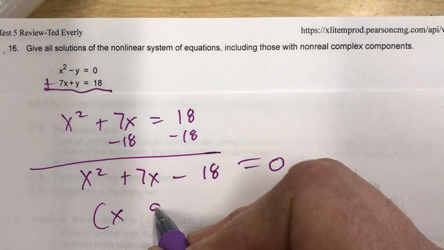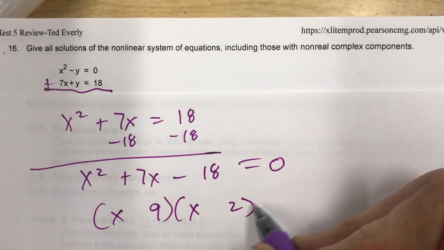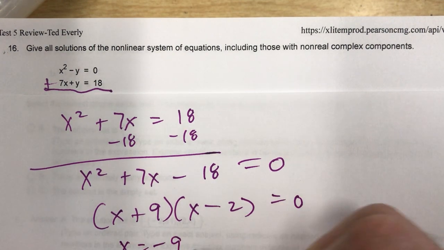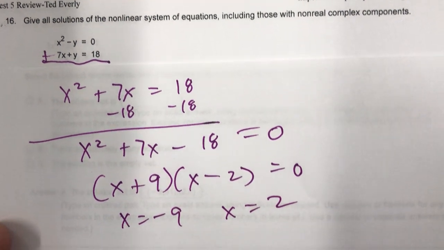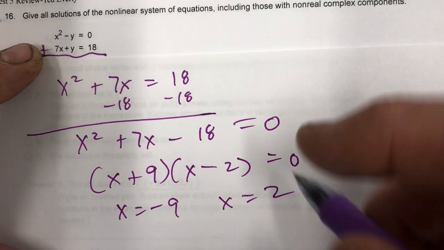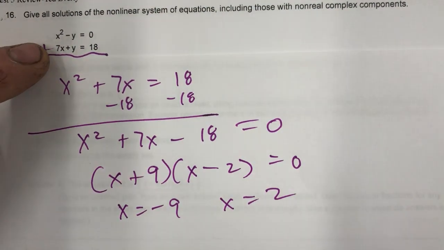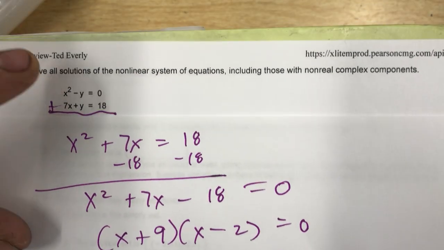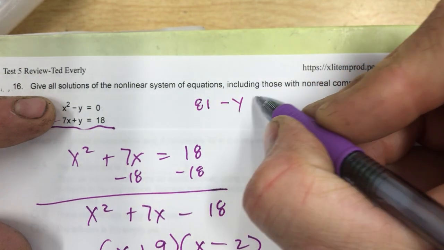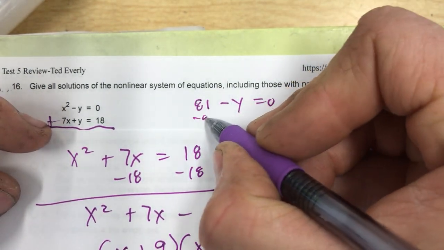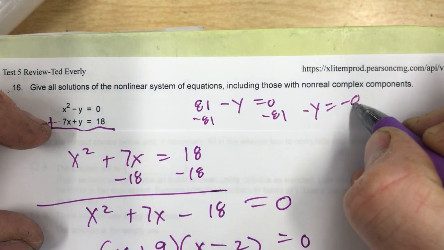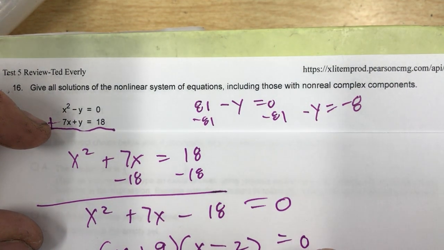And I think this factors. Yeah, it does. So here, x equals negative 9, x equals 2. Okay, now I got to figure out the y value. So if I go back up in here, I put negative 9 in for x. So like right here, negative 9 squared would be 81 minus y equals 0. So I minus 81. So negative y equals negative 81. So it means y equals 81 for here.